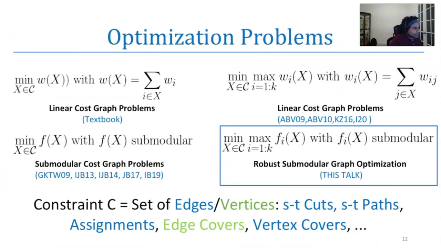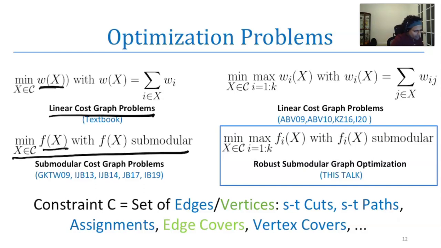Very quickly, now we'll come to the main problem of this work. We start off with the linear cost graph problems, and this is textbook material. This is what has been known and well studied in the combinatorial optimization literature. We can go one step above and define an extension of this with submodular functions. So instead of just additive cost over here, we have a submodular cost over the same constraint. This can be, for example, a set of edges being ST cuts, ST paths, assignments, edge covers, vertex covers, and so on.